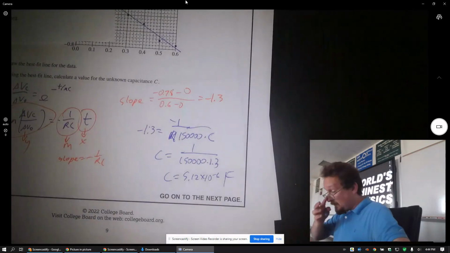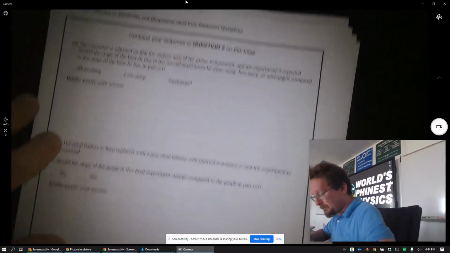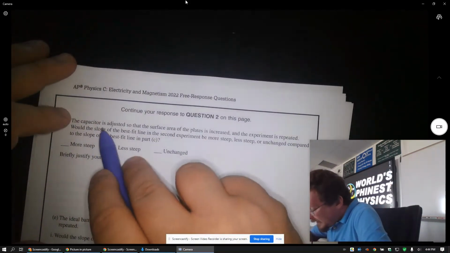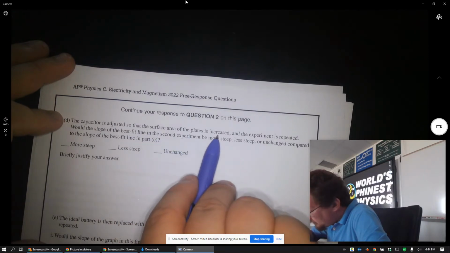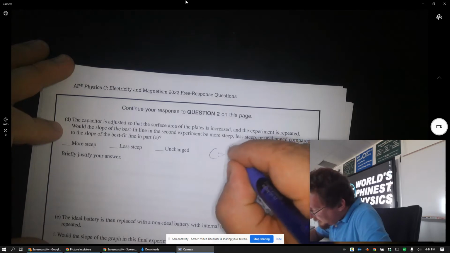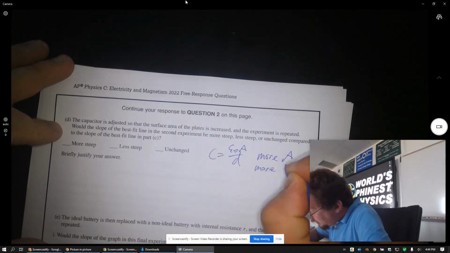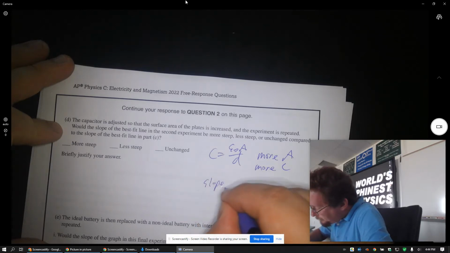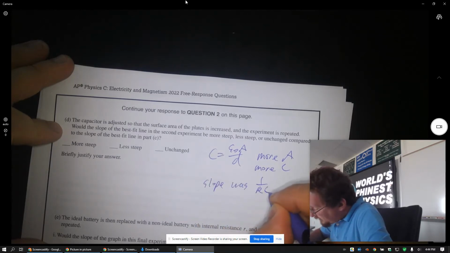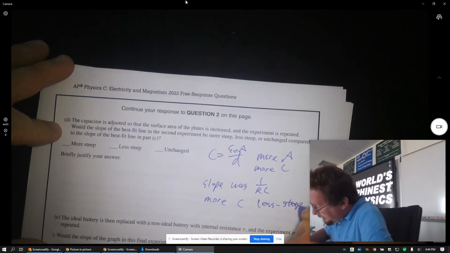When my students do this, they get like 10 to the negative 10 farads. They might get 10 to the negative 9 if they did a really good job making their capacitor. Okay, the capacitor is adjusted so the surface area of the plates is increased. The experiment is repeated with the slope of the best fit line. Okay, so C equals epsilon naught A over d, more area, more capacitance. The slope was 1 over RC, so more C, less steep slope.